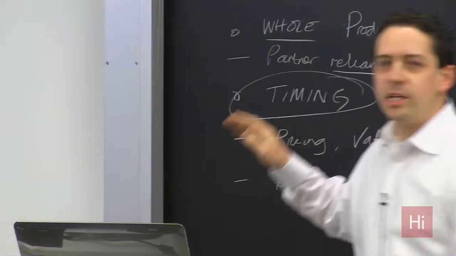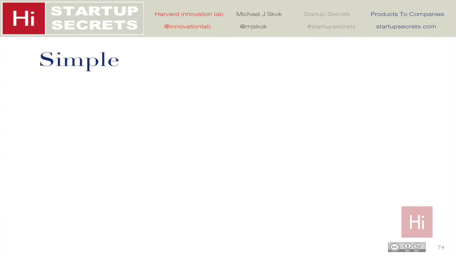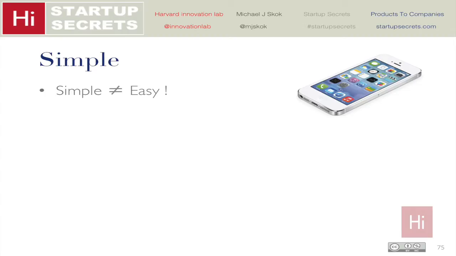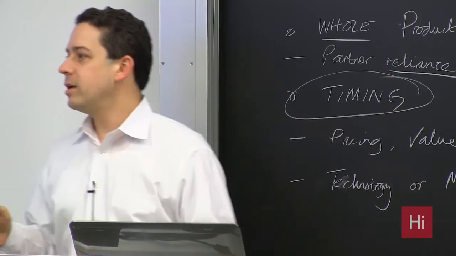So I'm going to run through each of these eight again, if you'll bear with us, and we'll provide a little bit of color on them. First one, simple. Simple, I want to be clear, doesn't mean easy, right? We talk about simple as if it's the idea that you strip away all the complexity. Was it Mark Twain who said, I didn't have time to write a short letter, so I wrote you a long one? That's the ultimate thing on simple here.